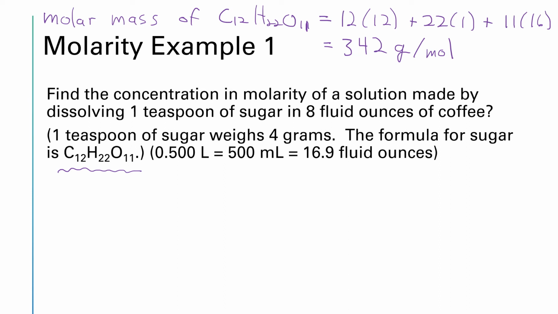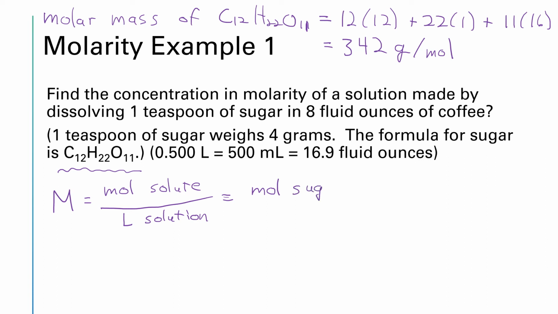All right, now our formula for molarity says that molarity is equal to the moles of solute divided by the liters of solution. Our solute in this case is sugar. Yes, there are other things already dissolved in the coffee, but what we are considering for the molarity is just the sugar. And so on the top, we're going to have the moles of sugar, and down on the bottom, we're going to have the liters of the solution, and that solution is the sweetened coffee.